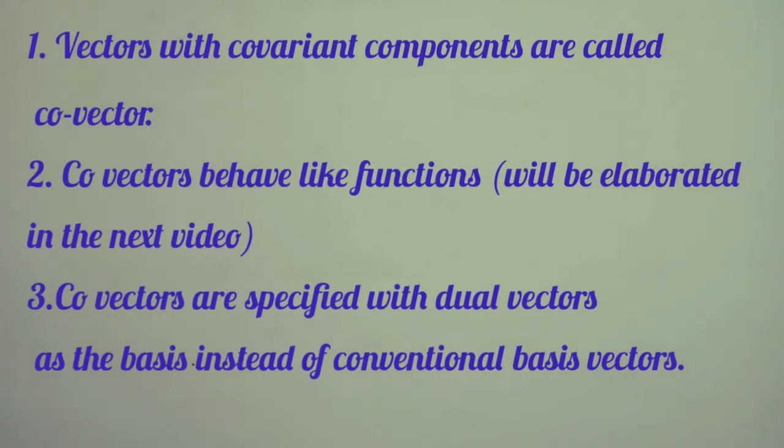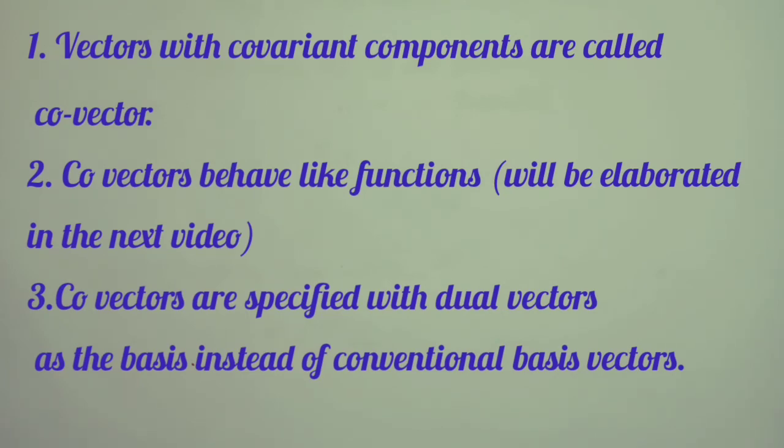But also what I would like to tell you, here on your computer screen I have put in 3 important points. 1, vectors with covariant components are called covectors. Yeah, that is very important. That is the basic purpose of the video. Covectors are functions, right? So covectors rather than normal vectors can be termed as functions. I will make another video in which I am going to show you how covectors behave in terms of function. Covectors are specified with dual vectors on the basis instead of the conventional basis.